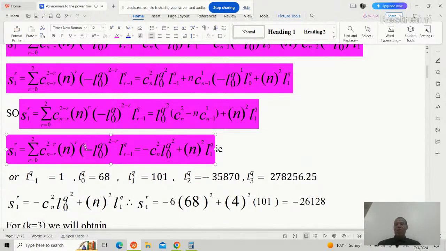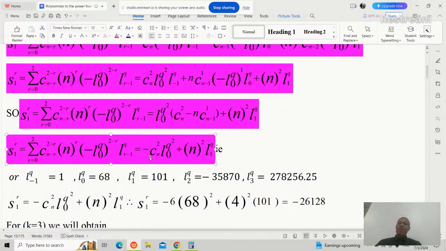This formula S1 is always true for any polynomial to the power n. Of course, this S1 has a relationship between the first two coefficients and the extreme terms that had been raised to the power n minus 1 and n minus 2.